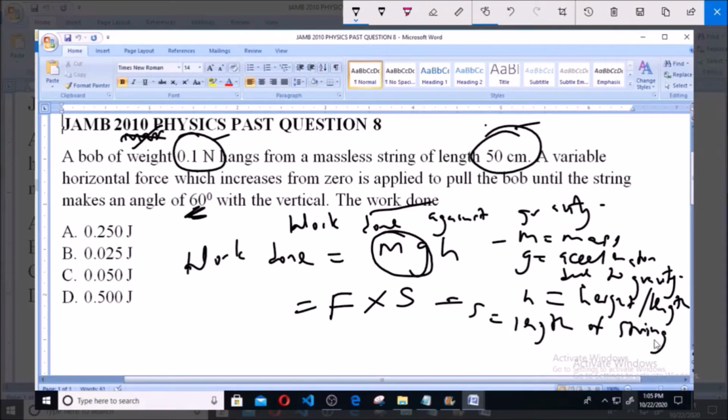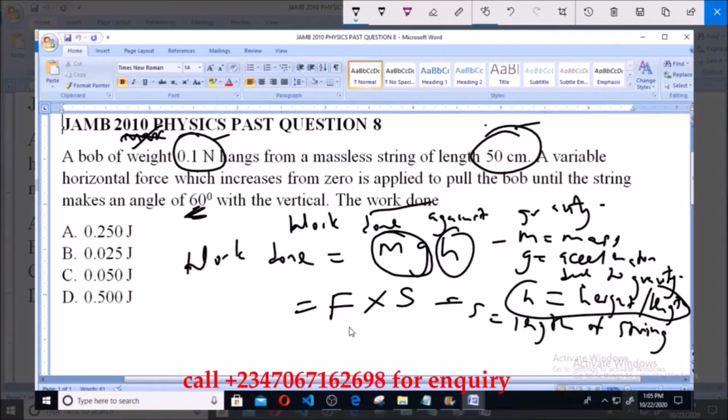Remember, I said the h here represents, in the mgh formula, the height or the length or the distance or whatsoever you are considering. So I have decided to call that length S here using another variable. So F times S. Okay, this is just what we will do.